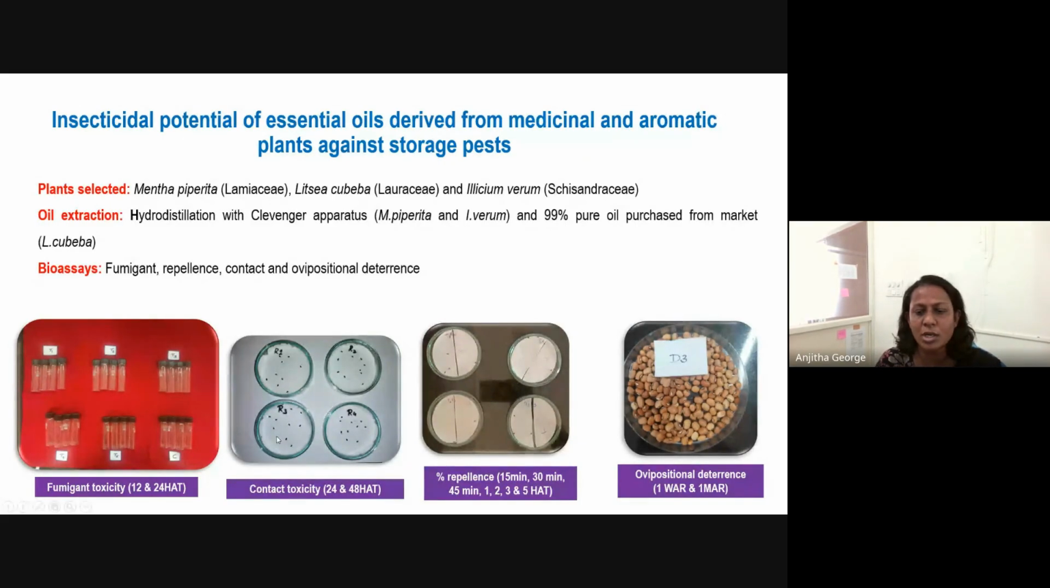These are the 4 different kinds of tests or assays we have to do. The first one is fumigant toxicity. For that purpose, this is the kind of vial we are using. When you open this cap, we keep a filter paper in a disc shape below the cap, and on that filter paper we put the different doses of this essential oil. Preliminary dose fixation and all we have to carry out, and finally we arrive at around 5 to 6 doses.